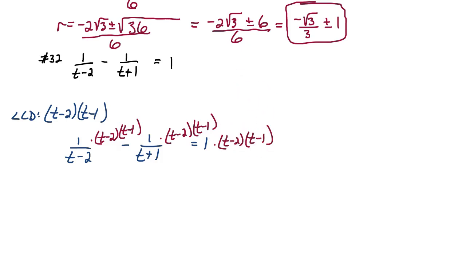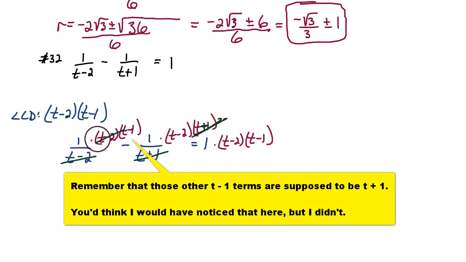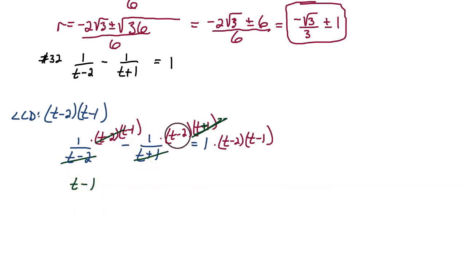The reason for doing that is for canceling to happen. Bye-bye to the t minus 2s, and bye-bye to the t plus 1s. Oop, that was a t plus 1 right there. That crosses out. Now we have 1 times t minus 1. That makes t minus 1. And now we have negative 1 times t minus 2. That makes negative t plus 2.